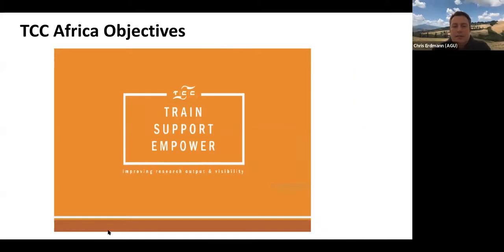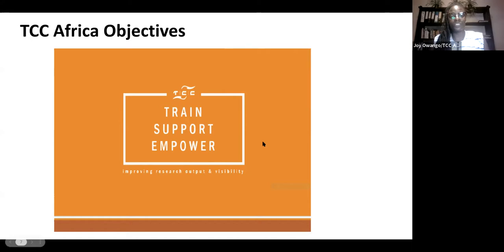Yes. So our objective is to train, support, and empower researchers, research institutes, and governments on how they can improve their research output and increase their visibility through scholarly and science communication. And that is now where our activities on open science lie, particularly on scholarly communication.